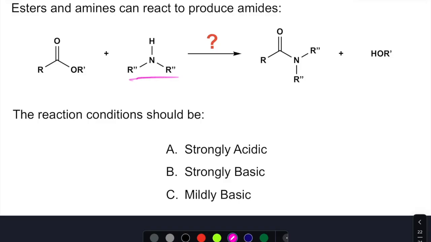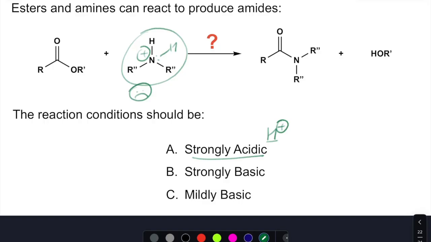So let's take these one by one. Under strongly acidic conditions, we're going to have a whole bunch of protons. Remember, we actually have a pretty good base in this system in the amine. So if we go in with strongly acidic conditions, we're just going to do acid-base chemistry, which means this is no longer a nucleophile, so that's not going to work out. We can't use strongly acidic conditions to do this kind of insertion, because the nitrogen is going to just compete and grab that proton. So that's out.